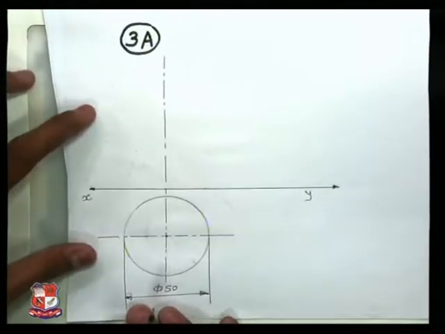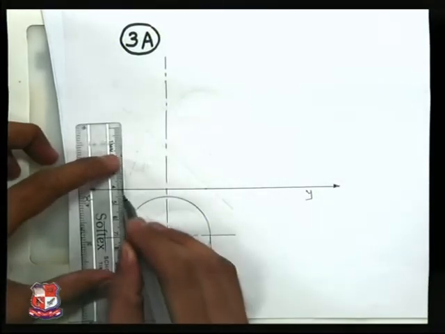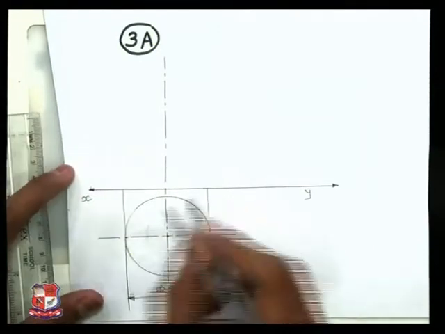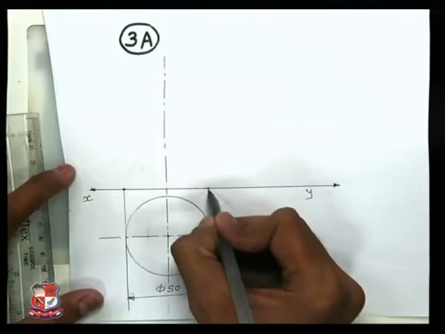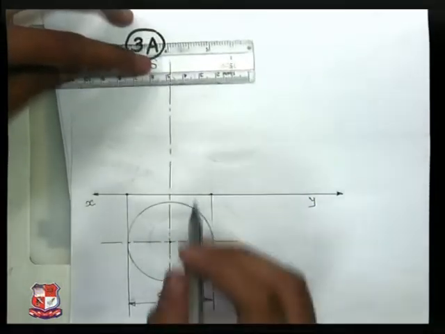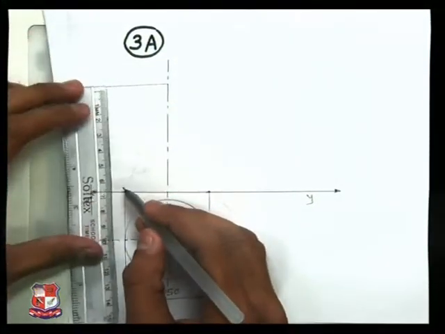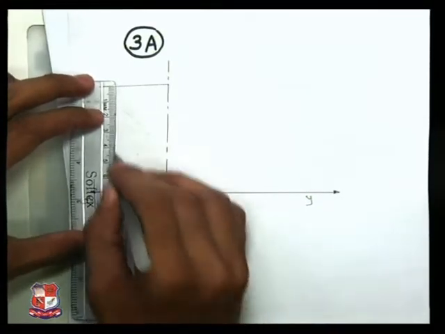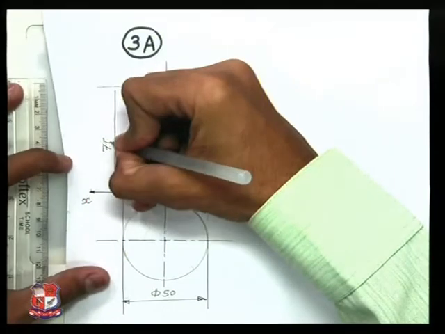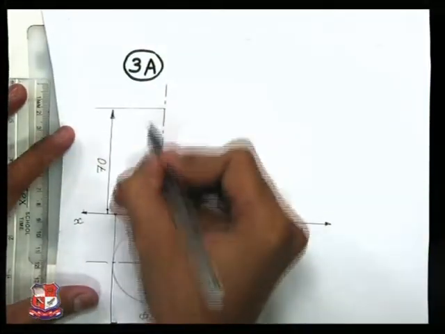So on XY line, transfer points from here up to XY line like this, from here and from here, and these points will cut at XY line at 2 points. One is here, another is here. Height of the cone is given to us, that is 70 mm. So at a distance of 70 mm from XY line, draw a line like this. So this height is given to us, that is 70 mm like this, and mark a point over here.